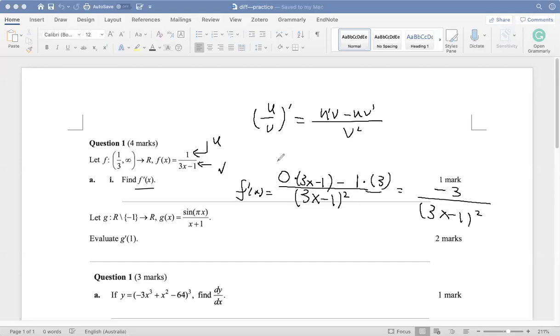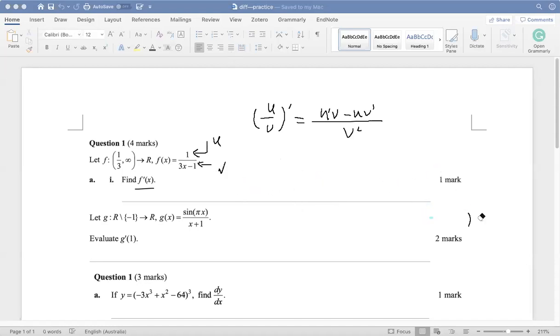And for the next one, let g x equal sine pi x over x plus 1. It's 2 marks. First, it asks us to evaluate g dash x, then substitute x equals 1 into g dash x. For this one, again it's the quotient rule. In this case, my u will be sine pi x, and my v will be x plus 1. So the denominator will be (x plus 1) squared, for v squared.